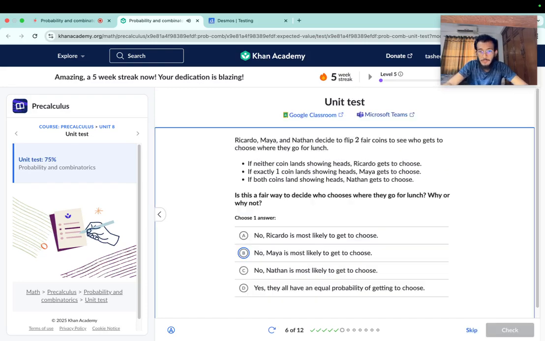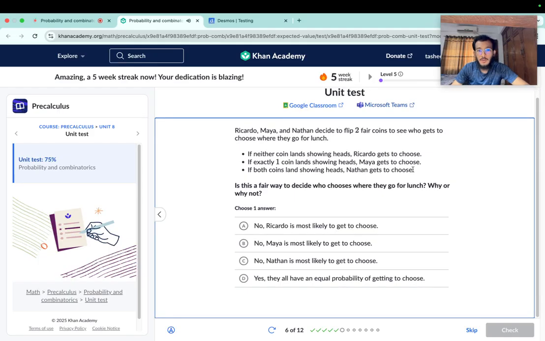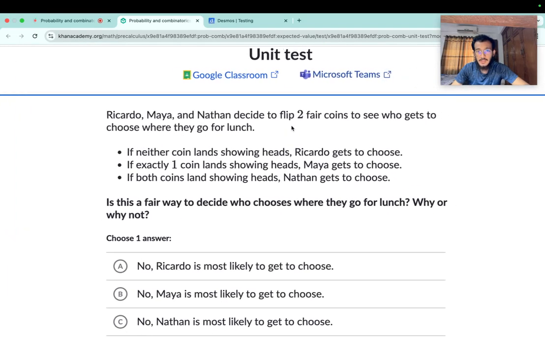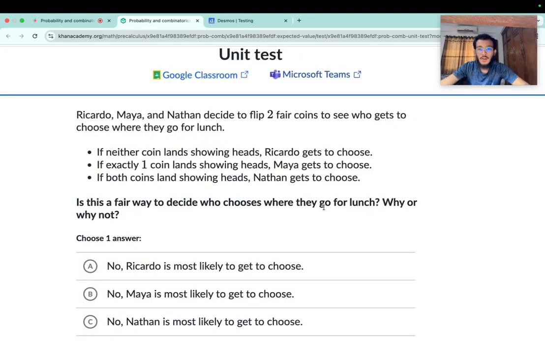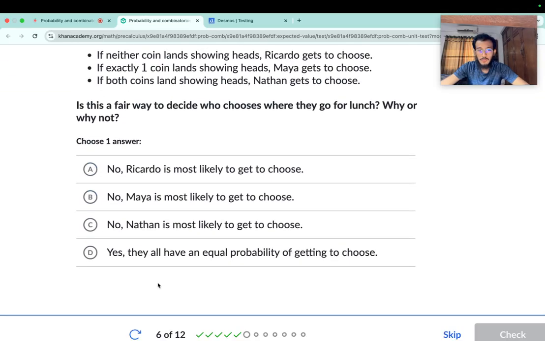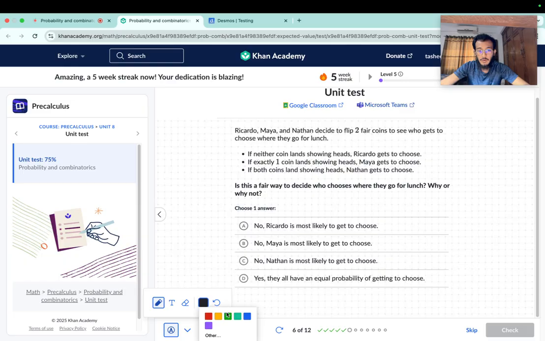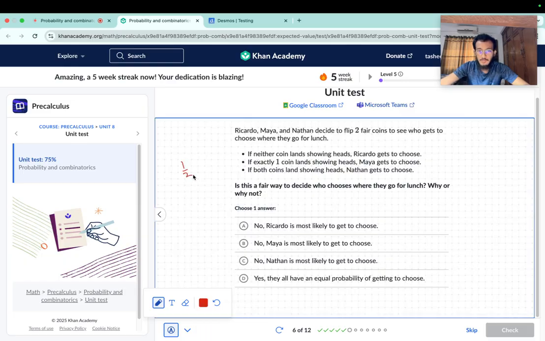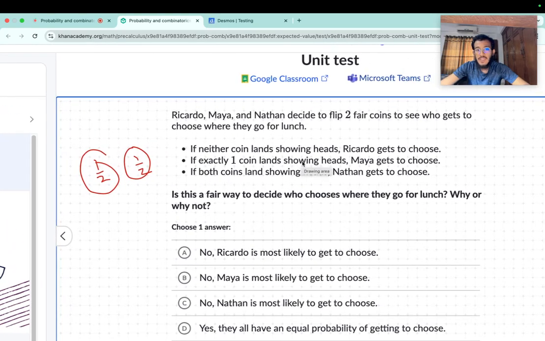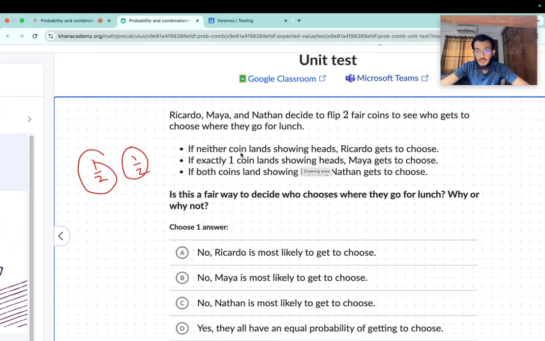All right, so Ricardo and Maya and Nathan decide to flip 2 fair coins to see who gets to choose where they go for lunch. We have 2 fair coins, so the probability for each is half, whether head or tail. If neither coin lands showing heads, Ricardo gets to choose. What is the probability that Ricardo gets to choose?